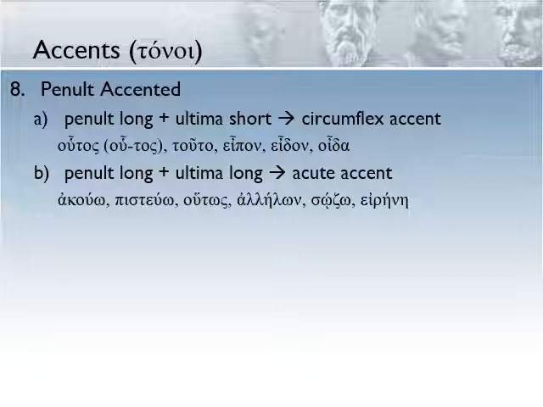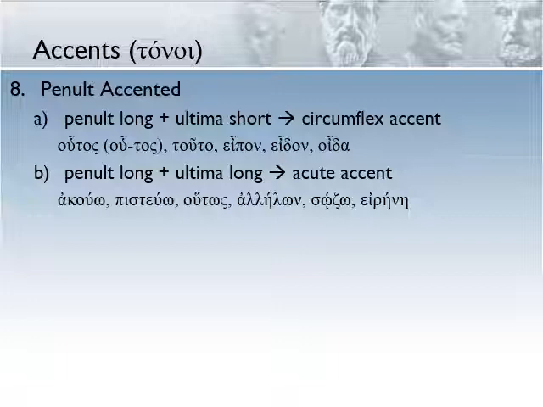Look at the second example. Pistevo. 3 syllables long. Pi, ste, and vo. The ultima is the omega. Now, is the omega long or short? Well, remember, omega is always considered long for accent purposes. Since it has a long ultima, the accented penult cannot take the circumflex accent. It must take an acute accent. So pistevo is correctly accented here with the acute.